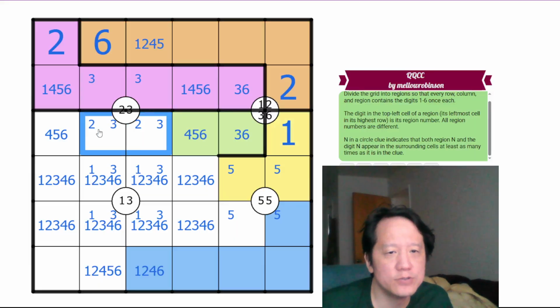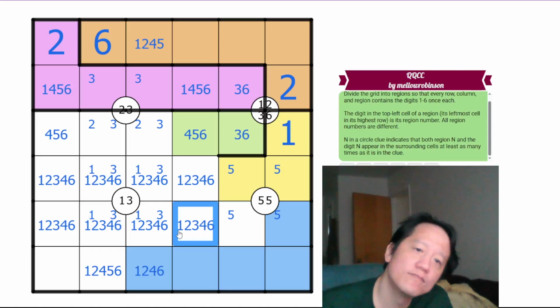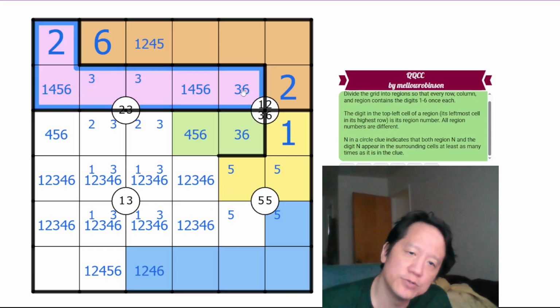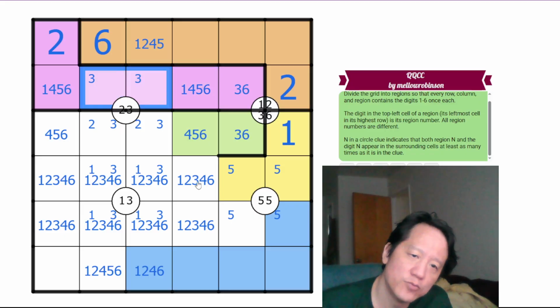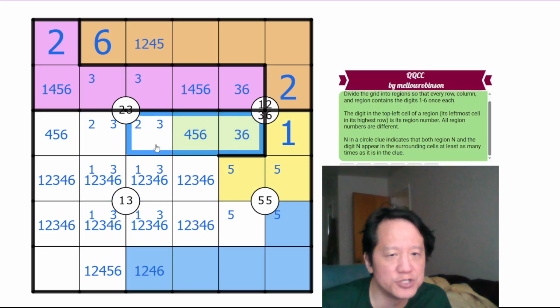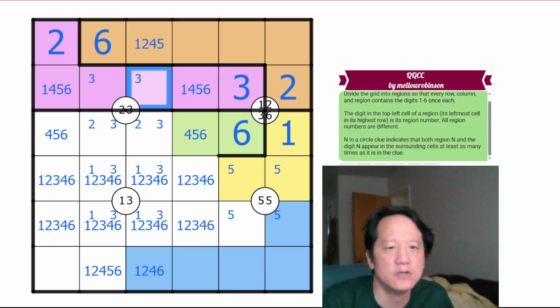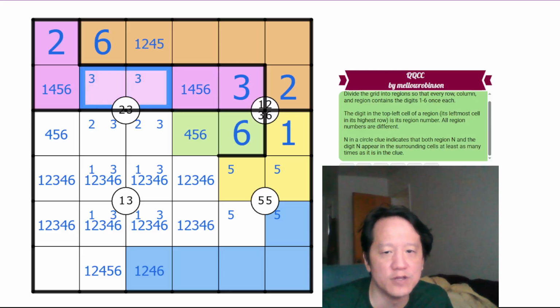One is here. 2 has to be one of these two. Okay. This is region number 2 going through. We have region number 3 having to go through. So this is region number 1. This has to be region number 3. So this cannot be 3 here because that would not be the region number. So this has to be 6 and this is 3 here, which eliminates 3 in the rest of the row.